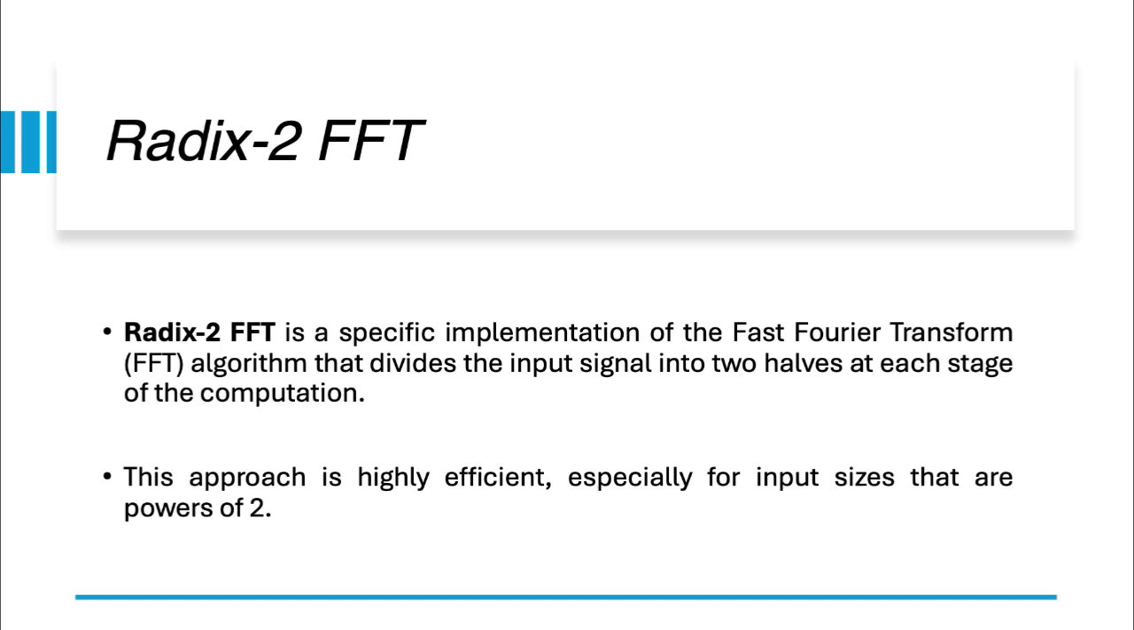The radix 2 FFT is a specific implementation of the Fast Fourier Transform algorithm that enhances computational efficiency by dividing the input signal into two halves at each stage of the process, making it particularly effective for input sizes that are powers of 2.